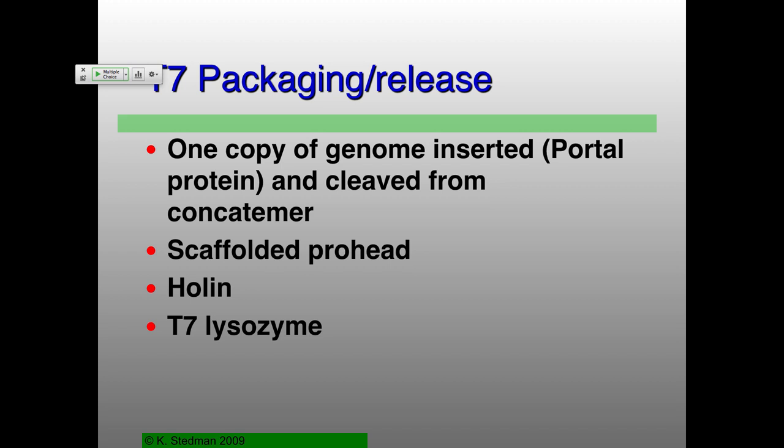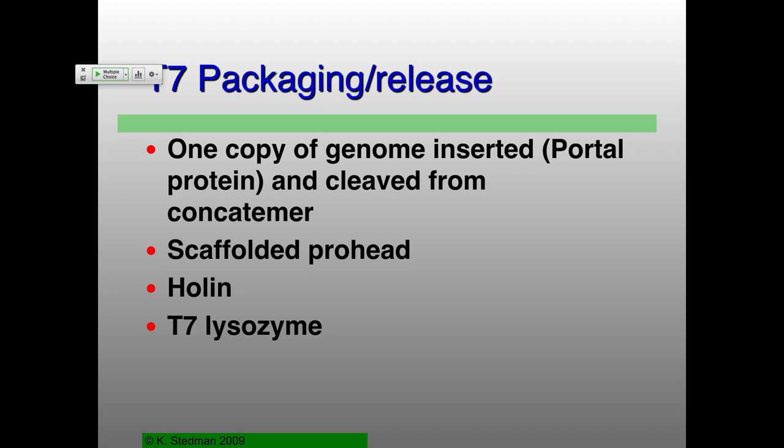Once you have the genome in, then you'll assemble the rest of the core structure and the tail structure. And then to get out, you've got your holin protein, which has been slowly being made more and more of. That holin protein actually makes a hole in the inner membrane. Then lysozyme will chew up the peptidoglycan. And then there's a second protein, which makes a hole in the outer membrane. And that's how you have lysis that takes place.